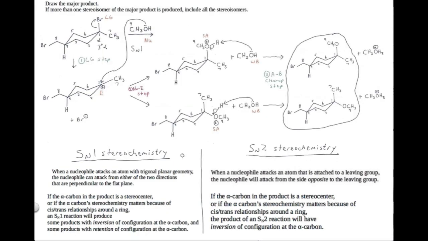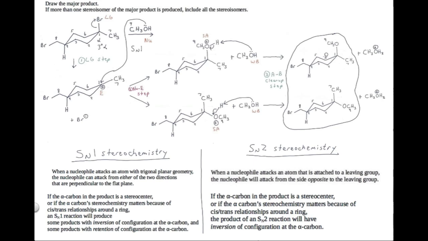So here, one more time, is a summary and contrast between what you need to know about SN1 stereochemistry and what you need to know about SN2 stereochemistry. You should have all these ideas memorized. And in this summary, I've added this new idea that the stereochemistry at the alpha carbon could matter if the alpha carbon is a stereocenter, but the alpha carbon stereochemistry might also matter because of cis-trans relationships around a ring. And that could be important either for an SN1 reaction or for an SN2 reaction.